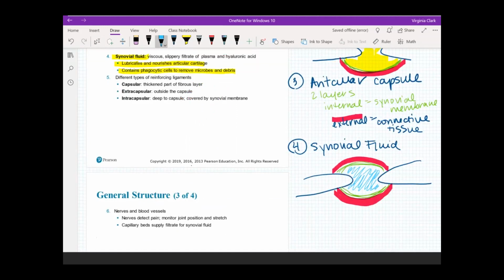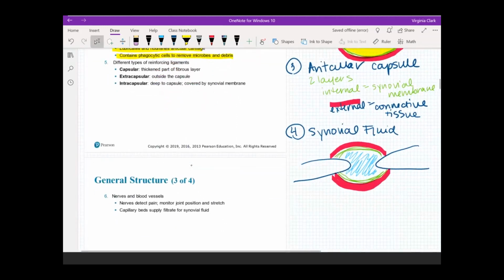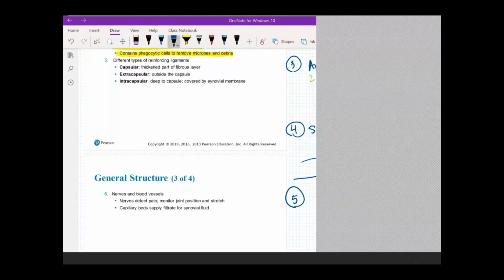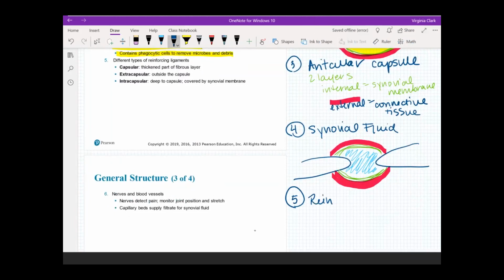But it's mainly going to be a water-based fluid. And then the next area we're going to have in our synovial joint is reinforcing ligaments. What we mean with these reinforcing ligaments is that with this joint, you essentially have 2 bones connected, tissue surrounding some liquid that's holding those bones together.